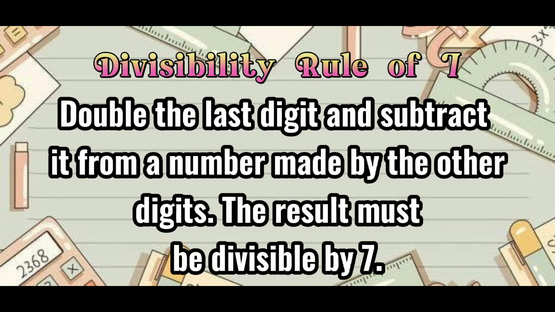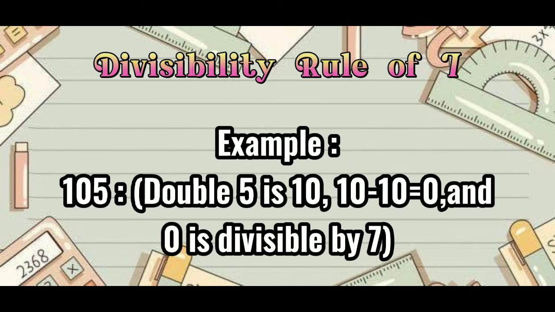Divisibility rule of 7. Double the last digit and subtract it from a number made by the other digits. The result must be divisible by 7. For example, 105. The last digit is 5, and when you double 5, it is 10. 10 minus 10 is equal to 0, and 0 is divisible by 7. Therefore, 105 is divisible by 7.